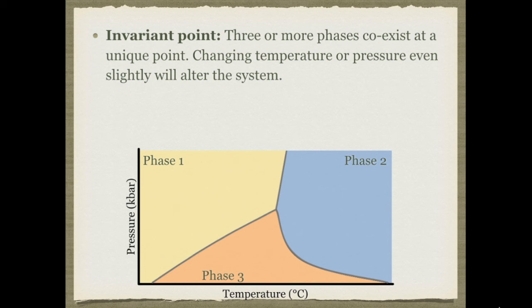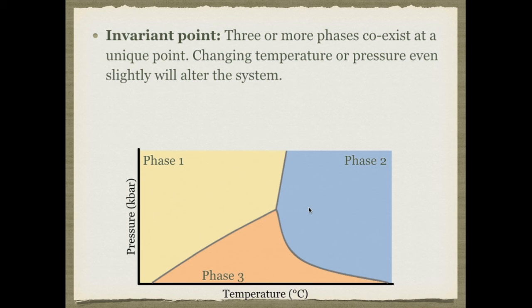Finally, we have an invariant point. This is where 3 or more phases coexist at one unique point. On this phase diagram, it's right here, where those lines meet. At this point, phase 1, phase 2, and phase 3 can all coexist. They're all stable. But if you try to change the temperature or pressure in any way, it will alter the system. If you just increase the temperature, you only end up with phase 1. The other two phases cannot exist.